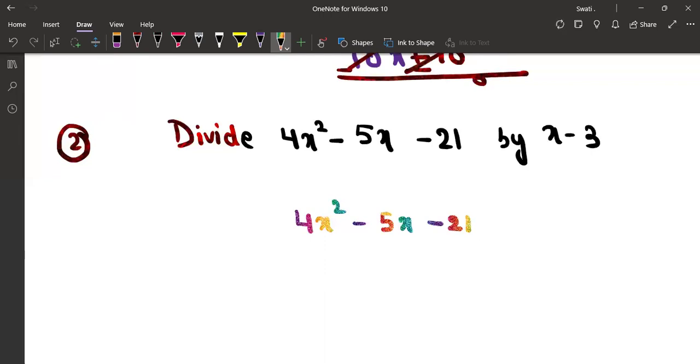Then we will put the division sign here. Next, we will write x minus 3. 3 or x minus 3? x minus 3. Then what do we do?